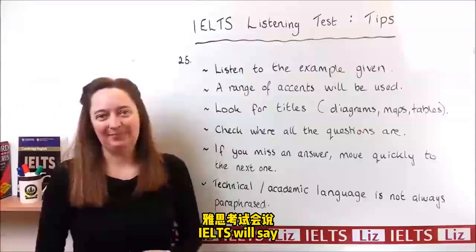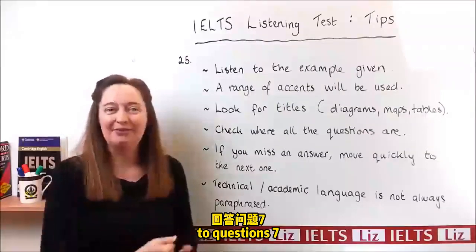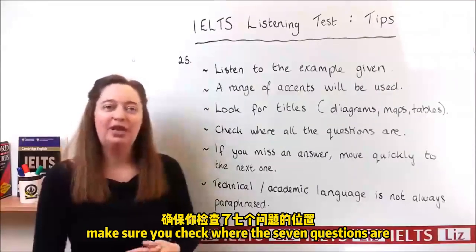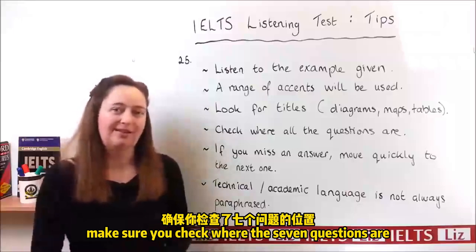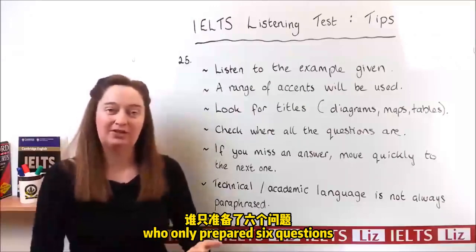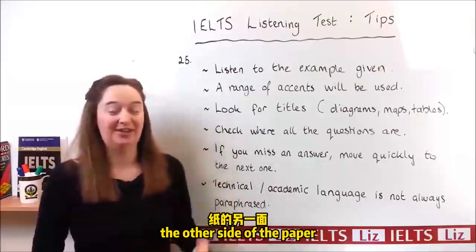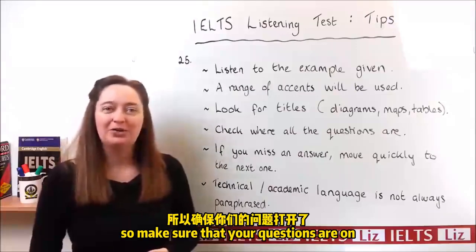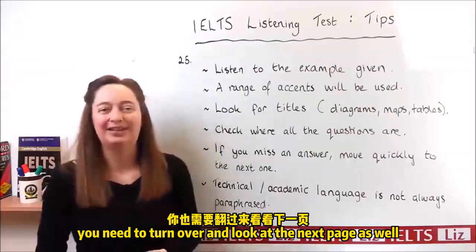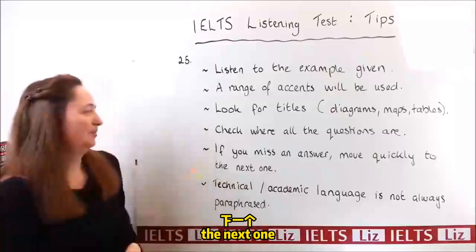The next one, and this is very important, check where all the questions are. Now, IELTS will say, you now have time to prepare for questions 1 to question 7. So that means you know that you're going to get 7 questions. Make sure you check where the 7 questions are, because I have seen students who only prepared 6 questions because they didn't realise that question 7 was on the other side of the paper. So make sure that your questions are on one side, or maybe you need to turn over and look at the next page as well. So always check that.